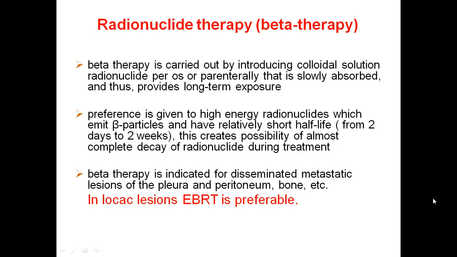Preference is given to high energy radionuclides which emit beta particles and have a relatively short half-life, from 2 days to 2 weeks. This creates the possibility of almost complete decay of the radionuclide during treatment. Beta therapy is indicated first of all for disseminated metastatic lesions of the pleura and peritoneum, bones, and so on. In local lesions, not radionuclide therapy with beta particles, but external beam radiotherapy with a linear accelerator or cobalt machine is preferable.